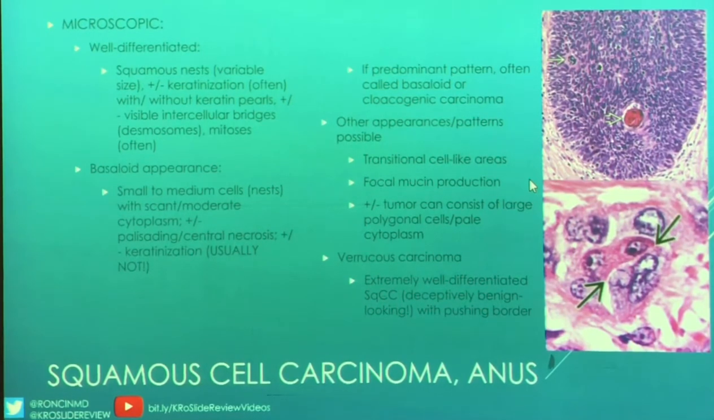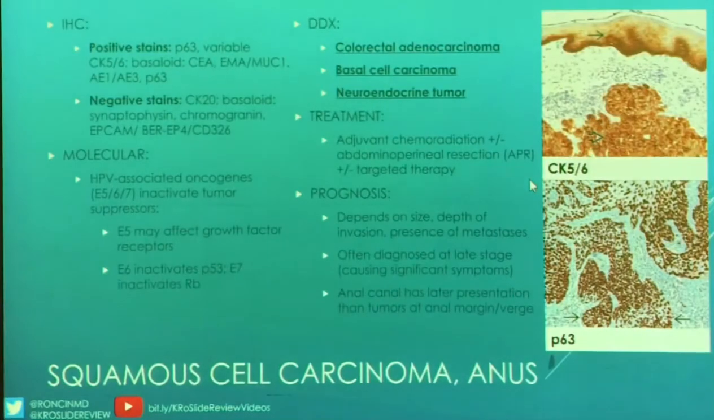So we're showing obviously our basaloid appearance with focal keratinization on the top, and on the bottom we have rather significant nuclear pleomorphism, maybe with some coilocytic change as well, but kind of hard to tell. Okay, so stains for this.